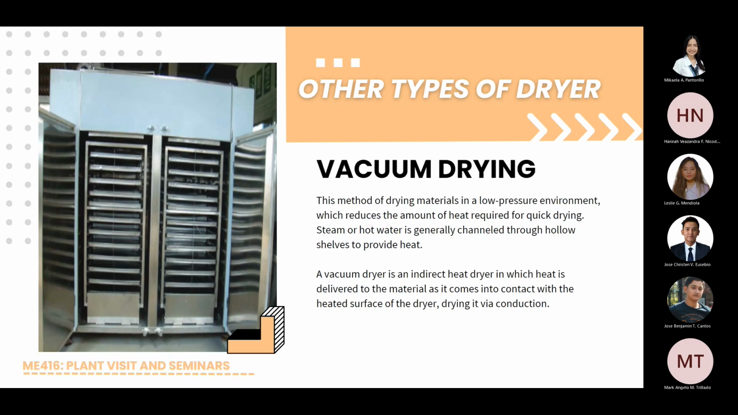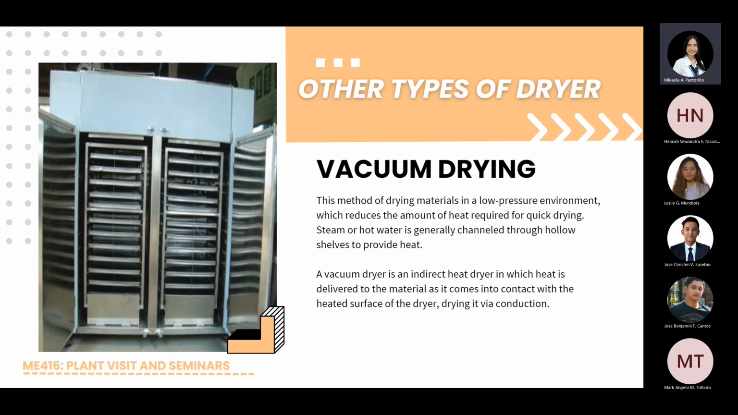Vacuum drying. Vacuum drying is a method of drying materials in a low-pressure environment, which reduces the amount of heat required for quick drying. Vacuum dryers are used to dry thermolabile materials at low temperatures and to recover solvents from solid products containing solvents. Steam or hot water is generally channeled through hollow shelves to provide heat. Drying temperatures can be precisely controlled, and the material is kept at the boiling point of the wetting agent for most of the drying cycle.